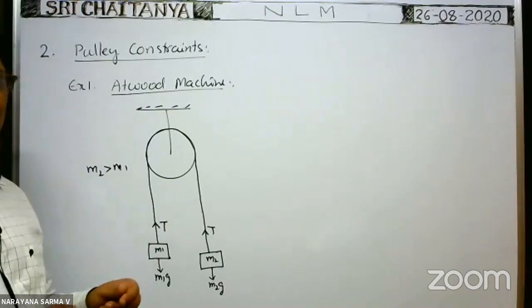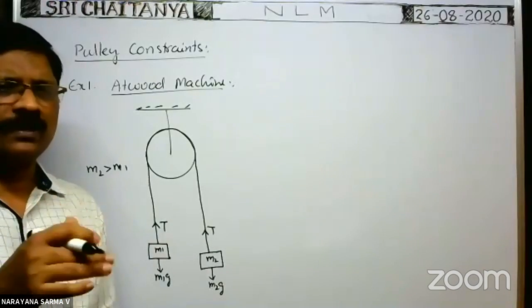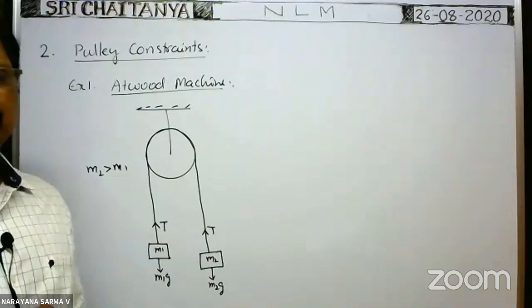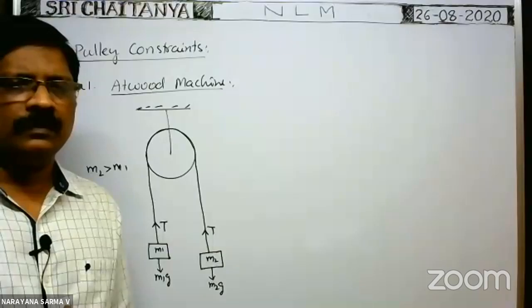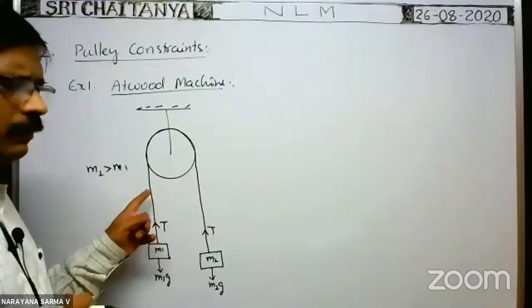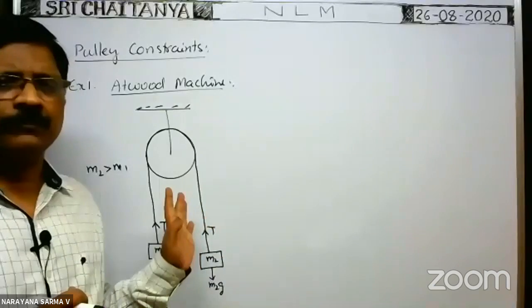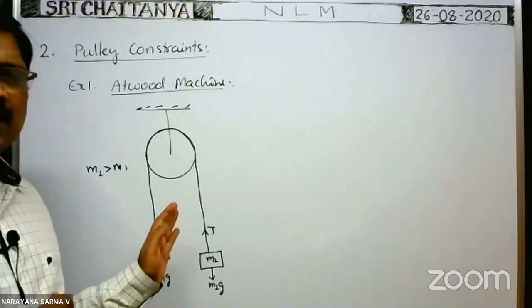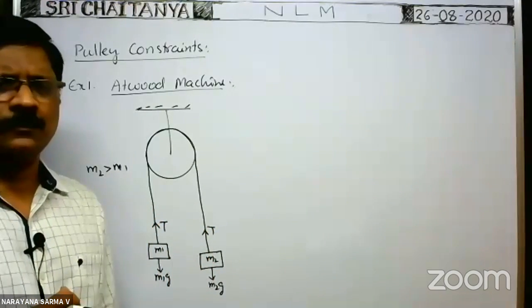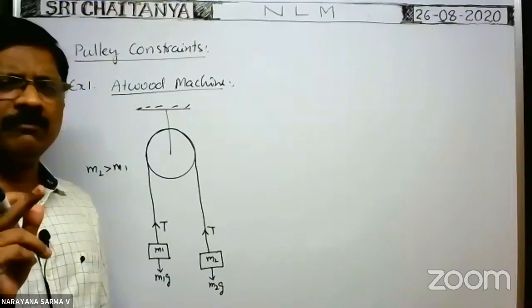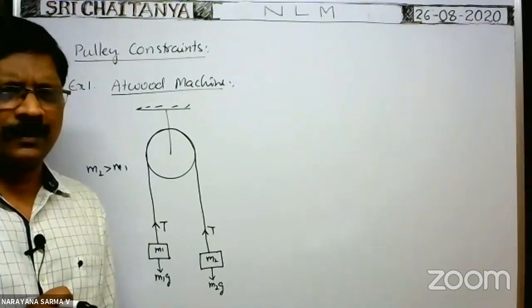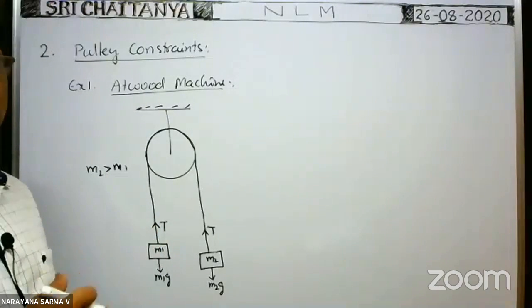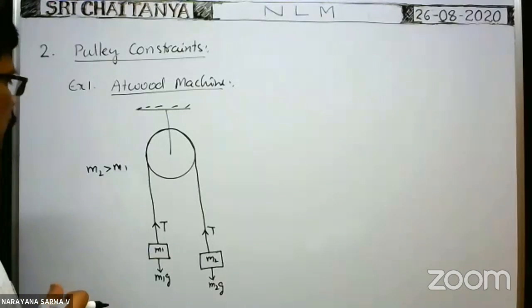What about the accelerations of the two blocks? Are the accelerations of the two blocks the same or different? This string is an inextensible string. That's why both blocks have the same acceleration. Already we derived the formula for acceleration also: (M2 minus M1) times g divided by (M2 plus M1). That's why the two blocks travel with the same acceleration. We proved it. So is it correct or not?